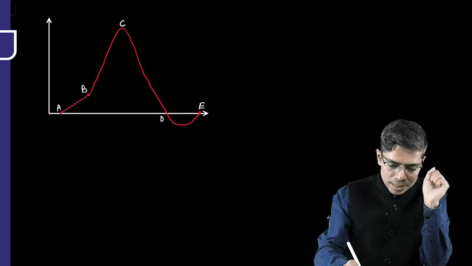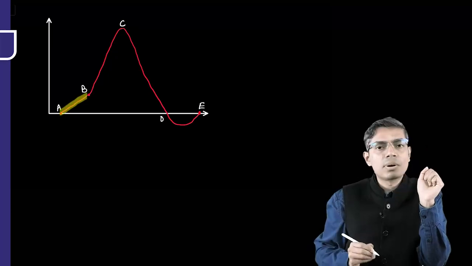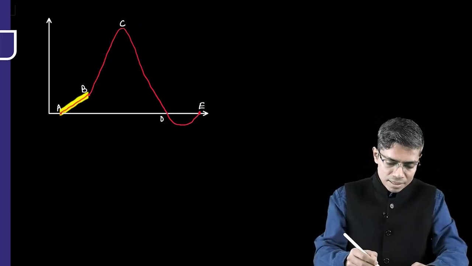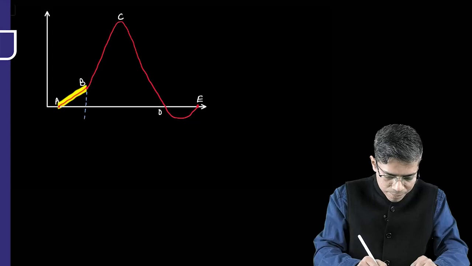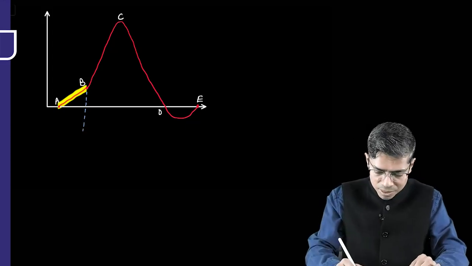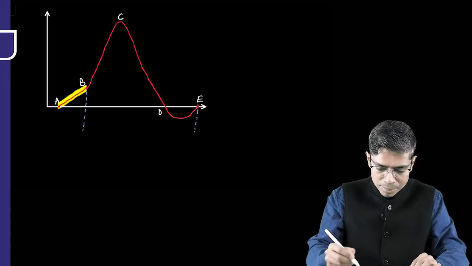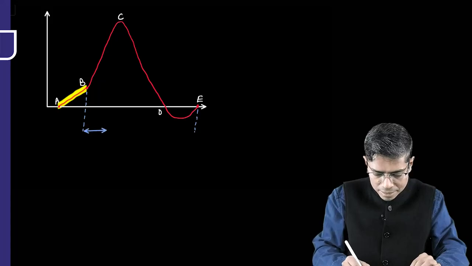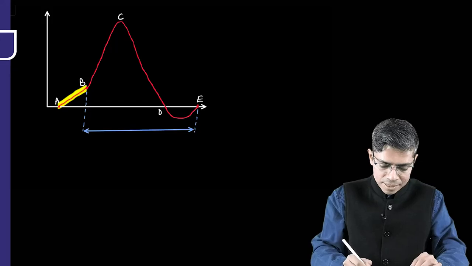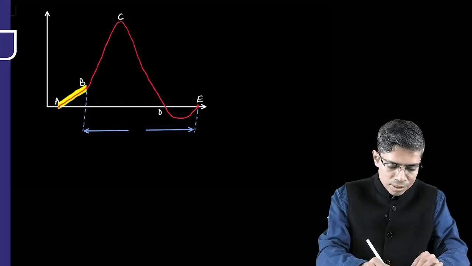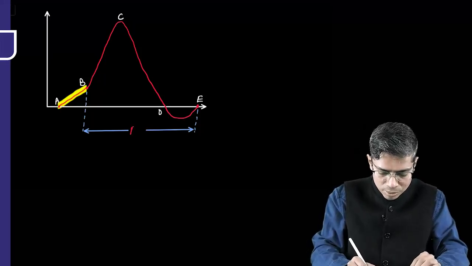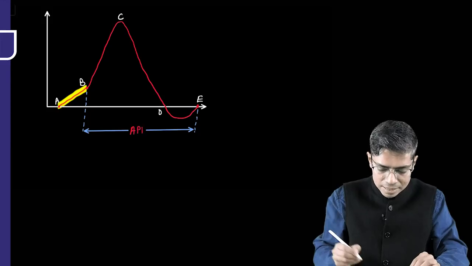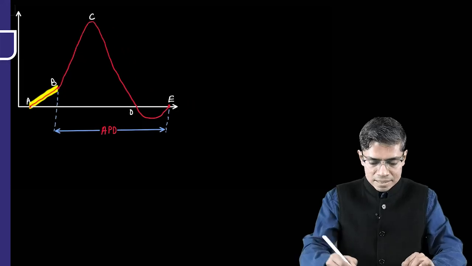I hope all of you will answer like this, that from A to B, this is the local potential. So the action potential is starting from point B. So it is the starting point of the action potential. And what is the ending point of the action potential? Very simple. The ending point is point E. So if I measure the duration between these 2 points, the beginning and the ending of the action potential, this will be known as APD. APD means action potential duration.